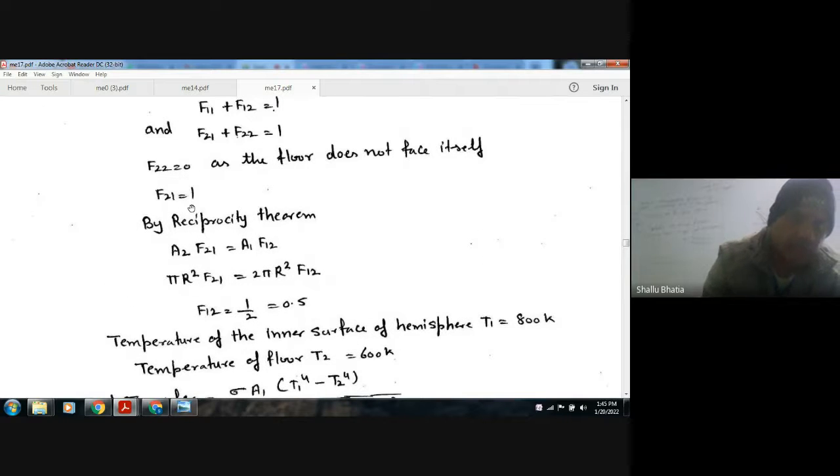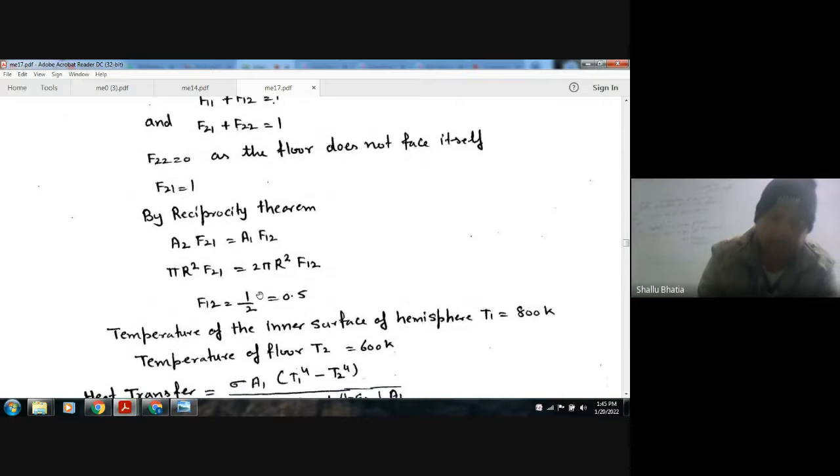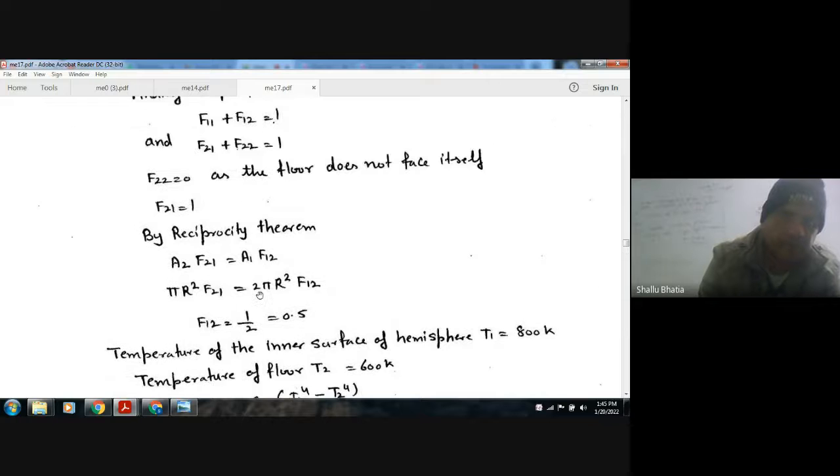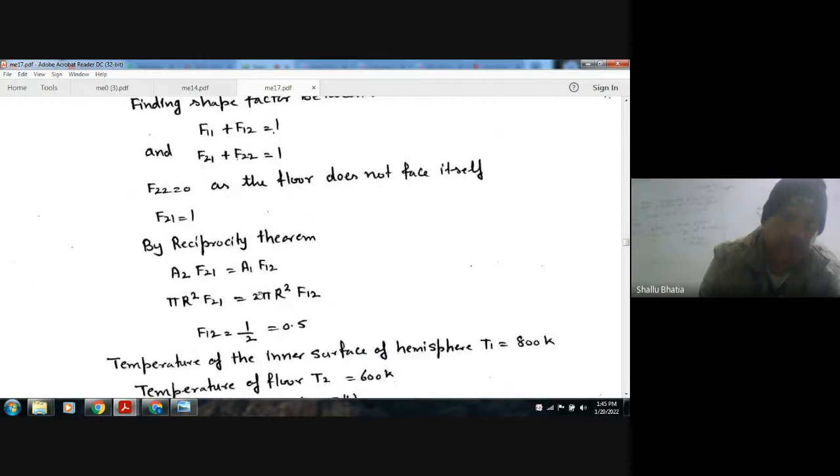Now using the reciprocal theorem, we find F12. So A2 F21 is equal to A1 F12. Now we have A1, that is 2 pi r square, and we have A2, pi r square. So F12 is here 0.5. Okay, now we have F12 also.